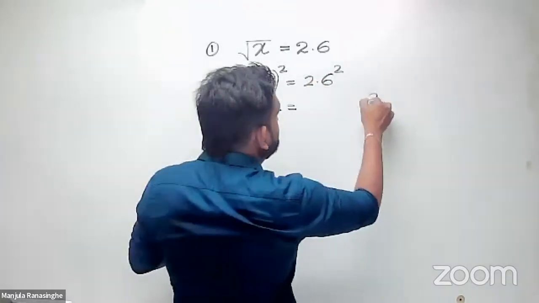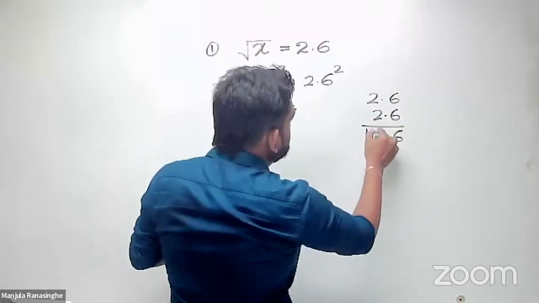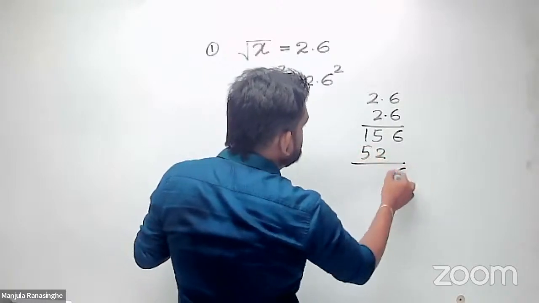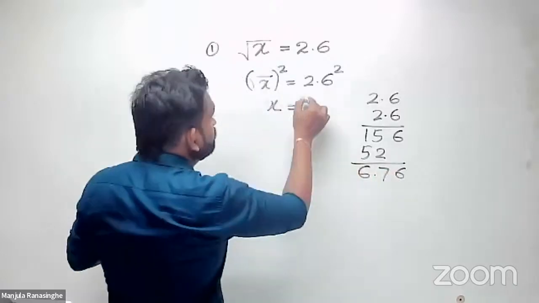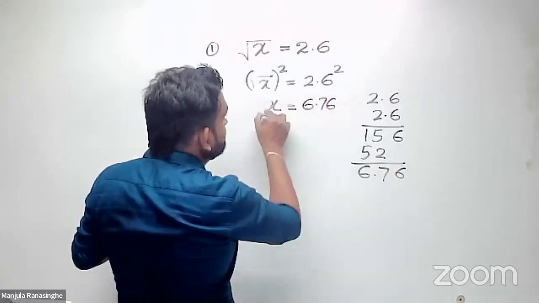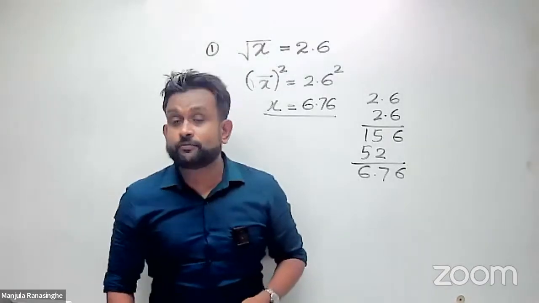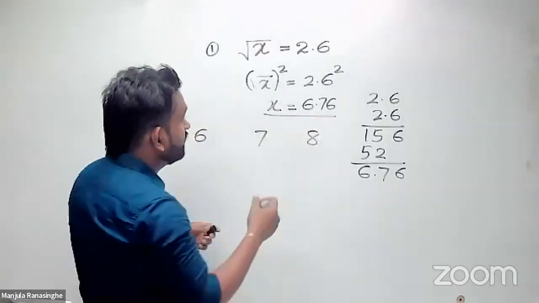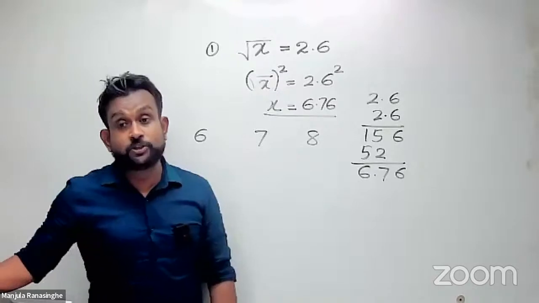How do we take 2.6 squared? Just multiply. 6 times 6 is 36, and so on, keeping the decimal places. That gives you 6.76. Now this is the answer. Out of the given options, 6, 7, and 8, check which one 6.76 is closer to.